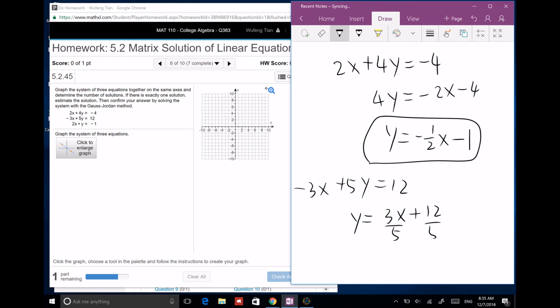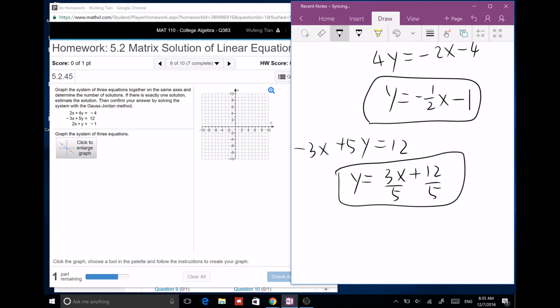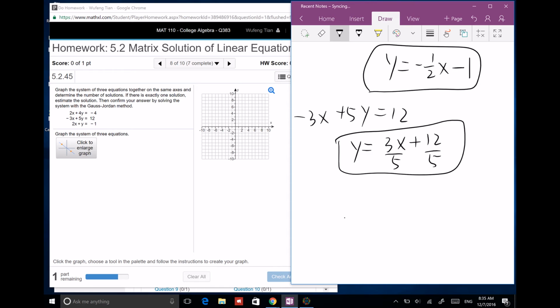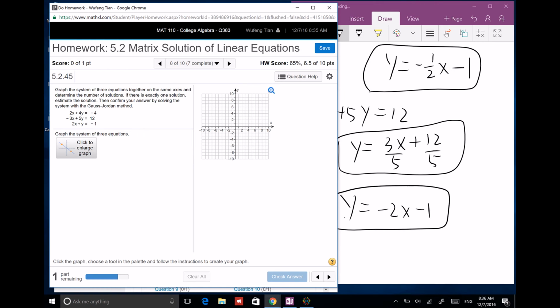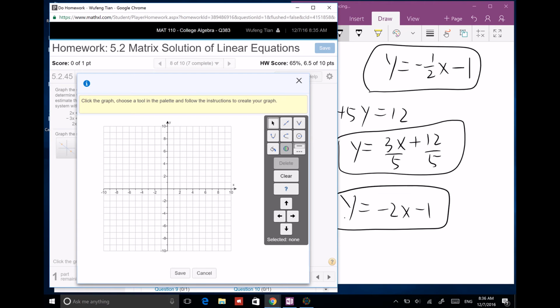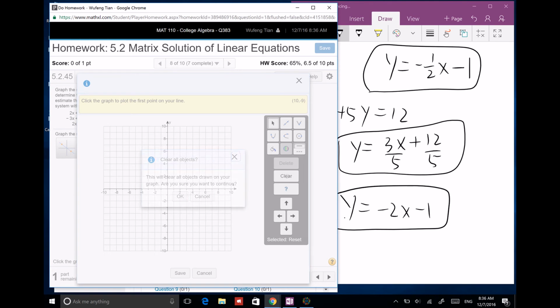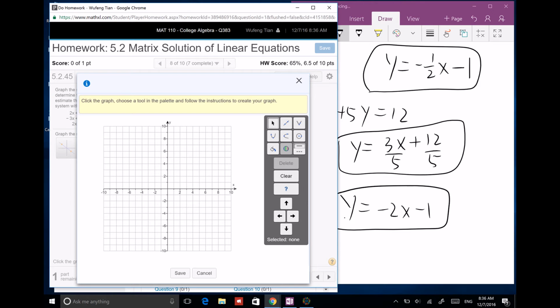Okay, this is the second one. Third one, y equals negative 2x minus 1. So I need to graph these three lines. Negative half x minus 1. So start from 0, negative 1. Rise over 1, going down to here. Okay. And then next one is 12 over 5.